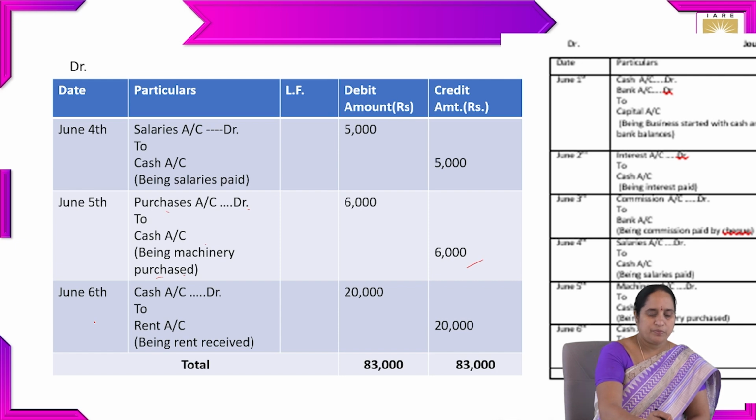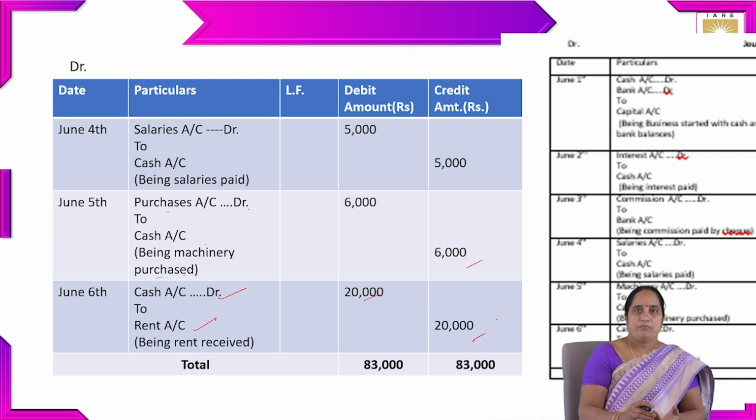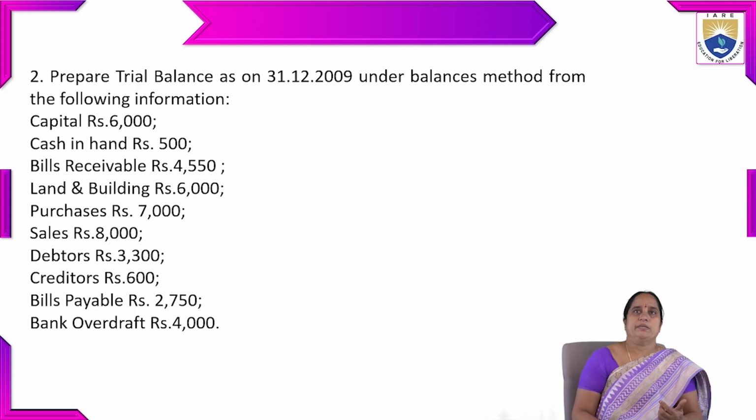June 6th, rent received. So cash account, how we received the rent in the form of cash. So as a result, we should specify cash account debtor to rent account. How much? 20,000 and 20,000. Then get the totals on both debit and credit. The next, prepare a trial balance as on 31st 12 2009 under balances method from the following information.